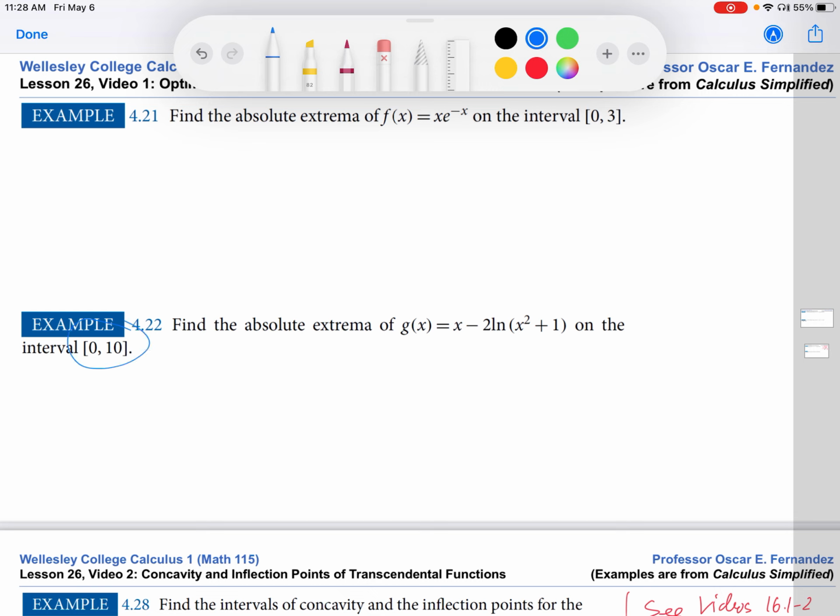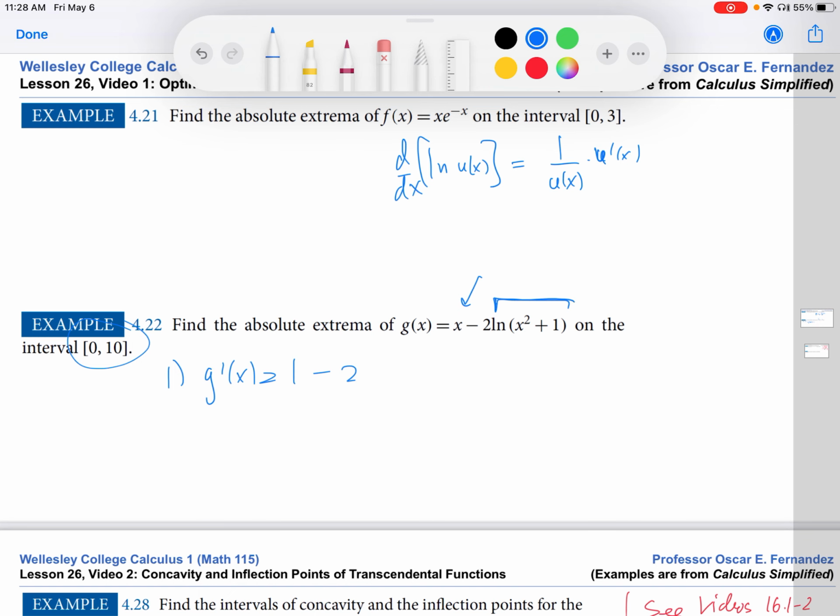Okay, so run through our procedure again. Let's find the derivative. Differentiate, I get 1 minus 2 times the derivative of ln of x squared plus 1. That is a composite function, so we're going to use the chain rule. You might remember, I talked about this in a previous video, might have been video 20 in lesson 25 or 24, that the derivative of ln of a function of x, u of x, is 1 over u of x times the derivative u prime of x. So we're going to use that here.